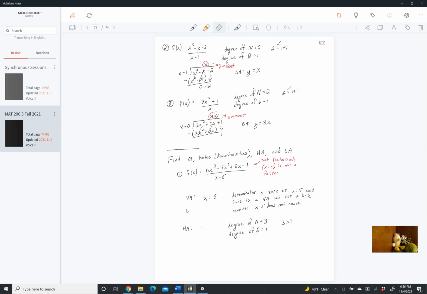Well, that means that the numerator is growing faster. So if we plug in a really large number, then our y is going to approach infinity. So there is no horizontal asymptote. Let's look at a slant asymptote. Well, we need the degree of the numerator to be exactly 1 more than the degree of the denominator. So we're asking ourselves, is 3 equal to 1 plus 1? And it's not. There is no slant asymptote here. And that would be it. That's all that you would have to do here.